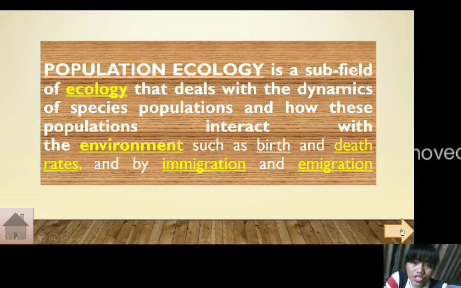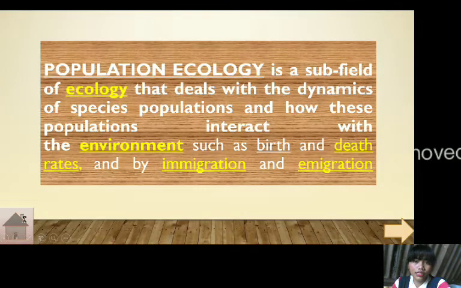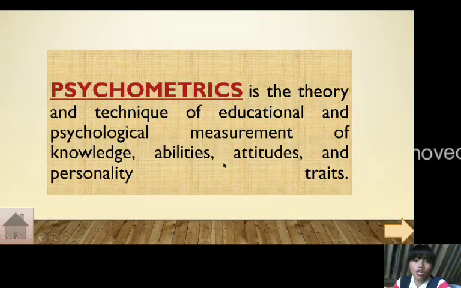In fisheries and wildlife management, population is affected by three dynamic rate functions. So that is statistics in population ecology. And here are the examples: the death rate, color-coded map, the scatter plot logarithm, and the map population. So that is population ecology. Next is psychometrics. So what is psychometrics?